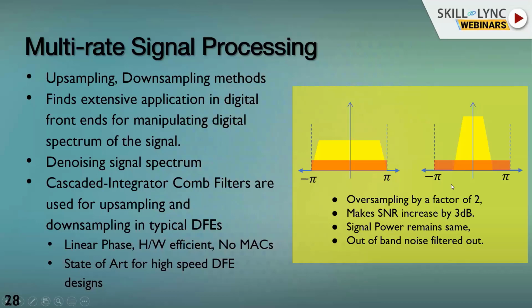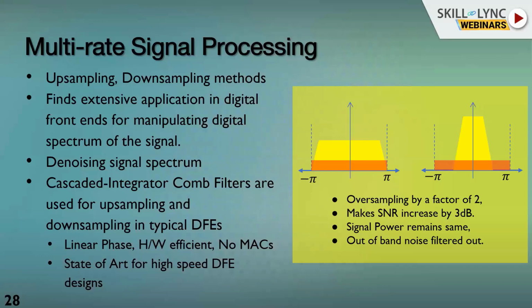And then the signals are taken down to the required sampling rate by decimation and an anti-aliasing filter in the DFE, or digital front end, which I have been talking about. So this is a very important technique and it improves the SNR. Then for multi-rate signal processing, we have CIC filters that I mentioned earlier, which are the cascaded integrator comb filters, which are used for upsampling and downsampling.